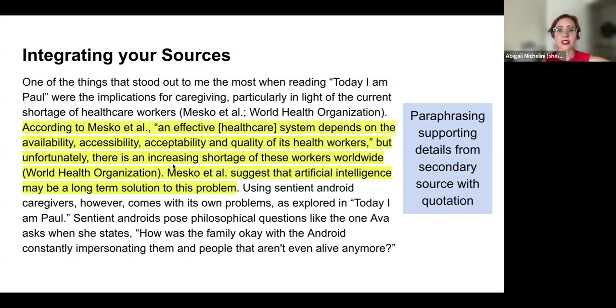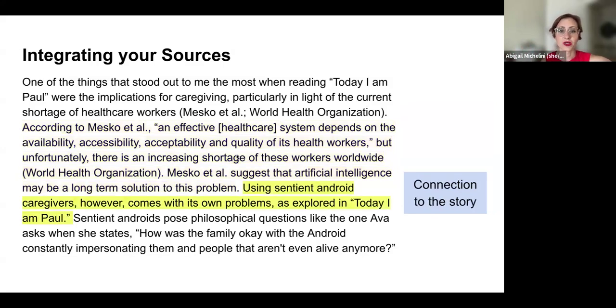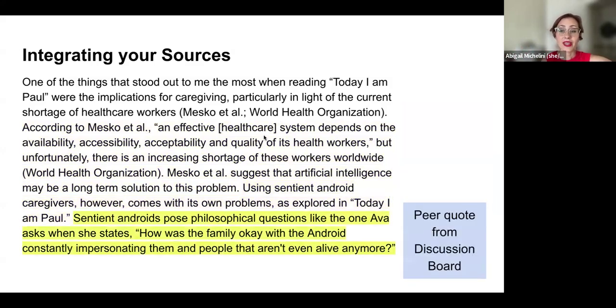Mesco et al. suggests that artificial intelligence may be a long-term solution to this problem. So now we're connecting it to the text, right? Here's my connection to the story. Using sentient android caregivers, however, comes with its own problems, as explored in Today I Am Paul. Now I can connect to my peer quote because Ava pointed out a problem, right? Sentient androids pose philosophical questions, like the one Ava asks when she states, how is the family okay with the android constantly impersonating them and people that aren't even alive anymore?